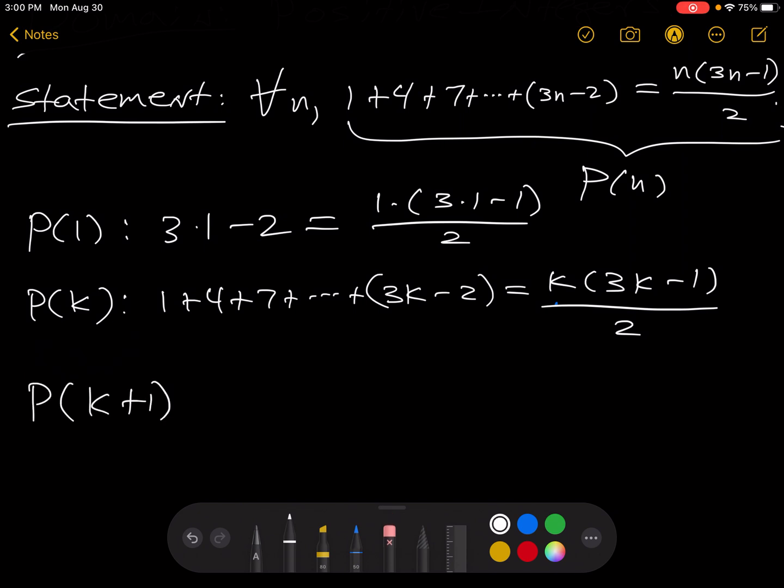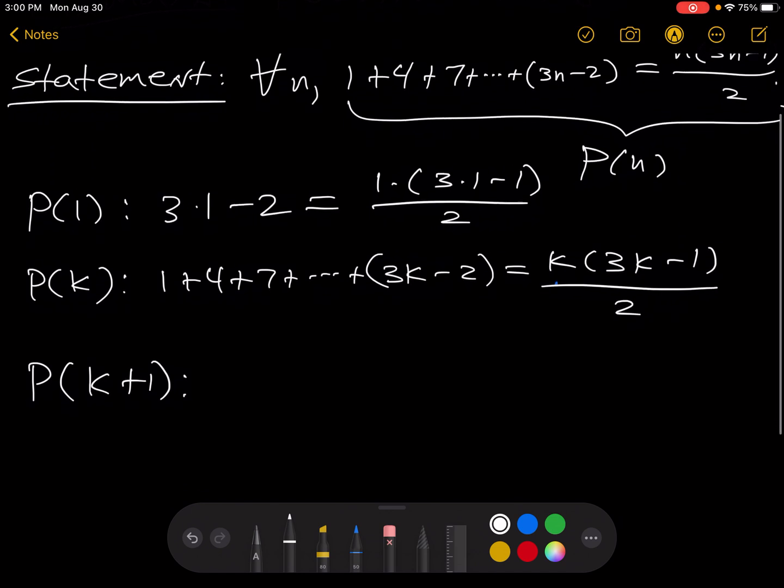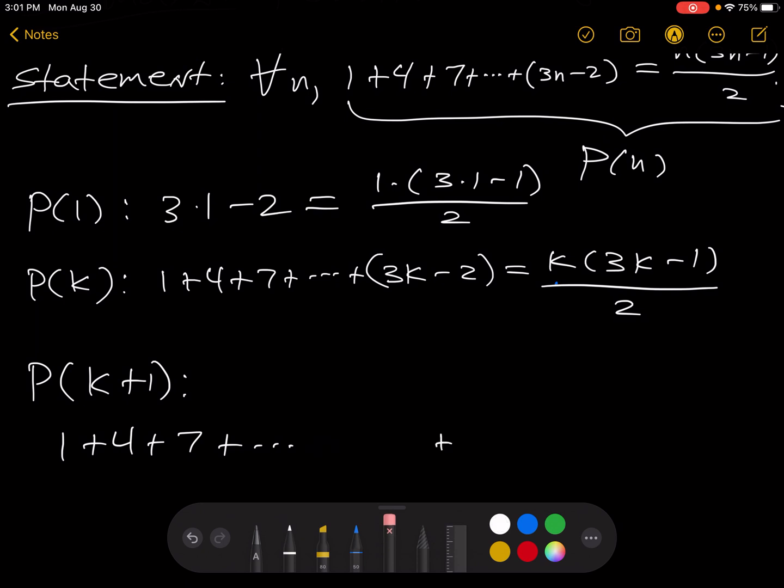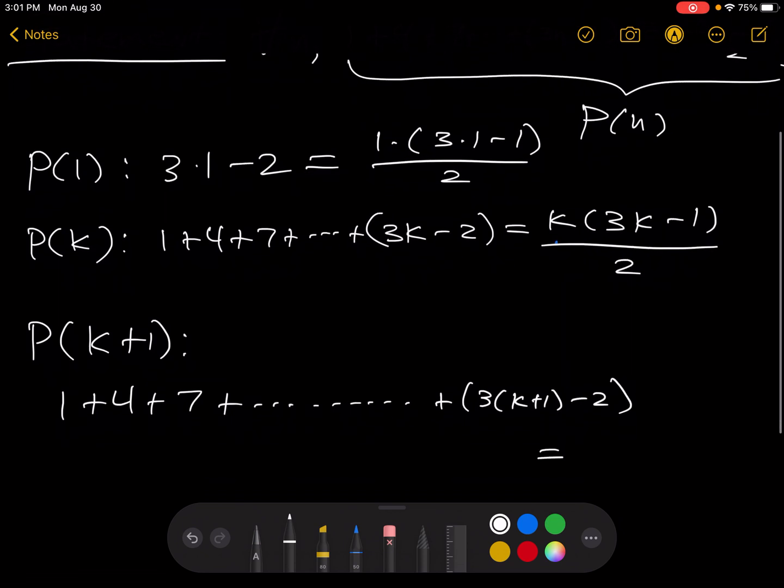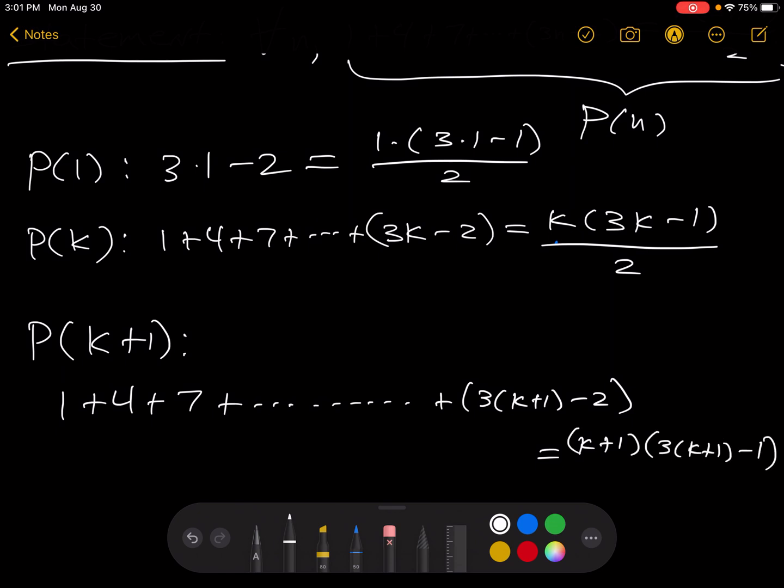And P of k plus 1, let me give myself a little room here. Let's see, that's 1 plus 4 plus 7 plus all the way up to, let me give myself some more dots here. You'll see why in a second. 3 times k plus 1 minus 2. And we're saying that that is equal to k plus 1 times 3 times k plus 1 minus 1, all over 2.